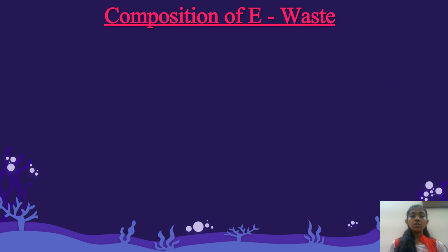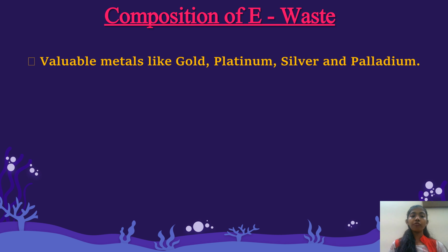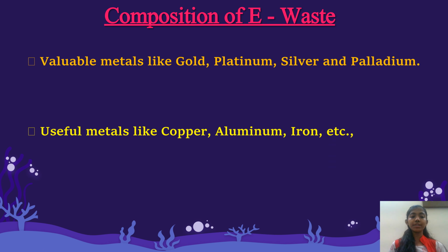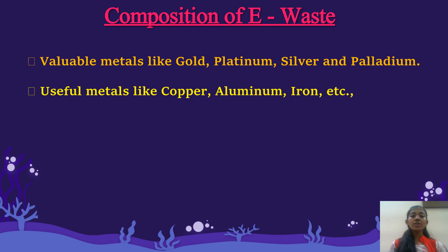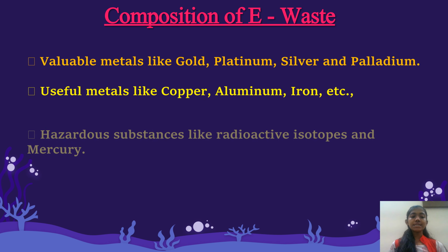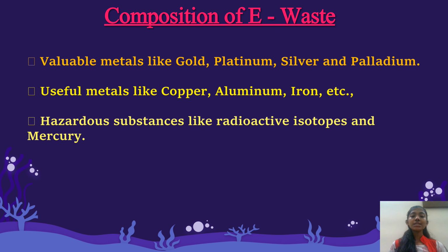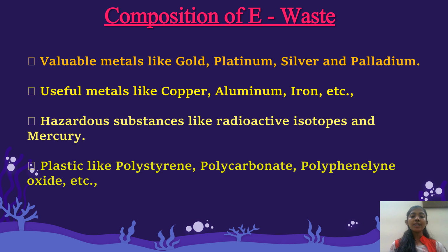Composition of e-waste. E-waste mainly consists of valuable metals like gold, platinum, silver, and palladium. Useful metals like copper, aluminium, iron, etc. Hazardous substances like radioactive isotopes and mercury, and plastics like polystyrene, polycarbonate, polyphenylene oxide, etc.